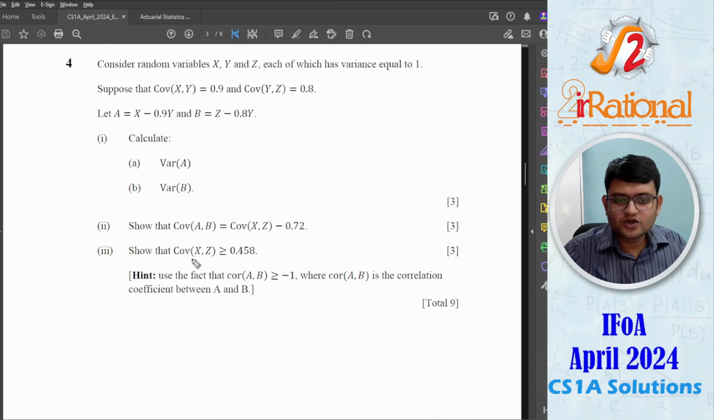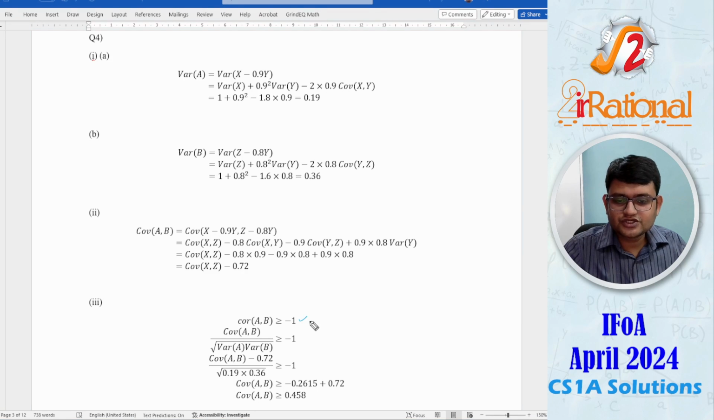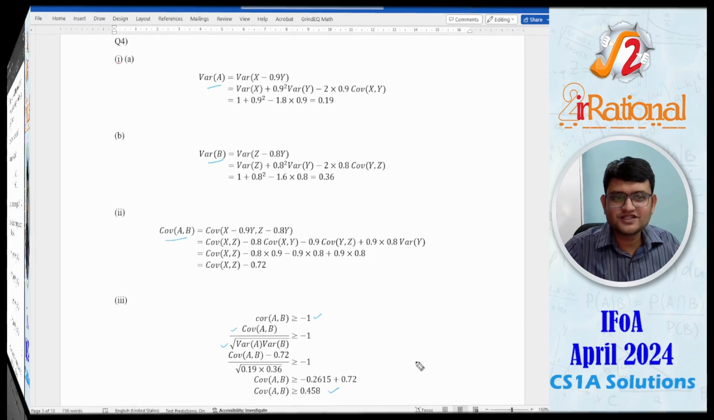Third part, show that the covariance of XZ is greater than or equal to 0.458. You can even see they have given you a hint here. Use the fact that the correlation of AB is greater than or equal to minus 1. So we'll use that the correlation of AB is greater than or equal to minus 1. Then just convert that, we'll get covariance AB upon the square root of variance A, variance B. Now we'll just substitute these values and then rearrange them. We get the covariance of XZ is greater than or equal to 0.458. Let's see the next question.